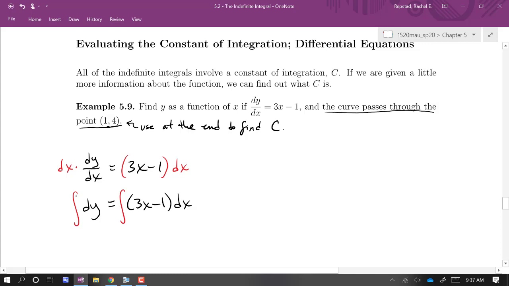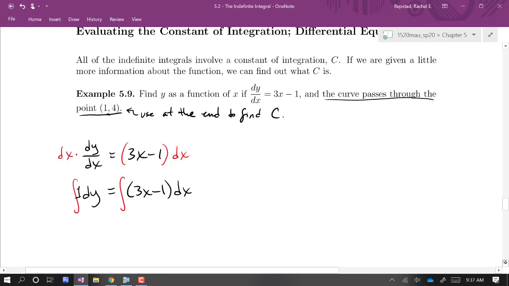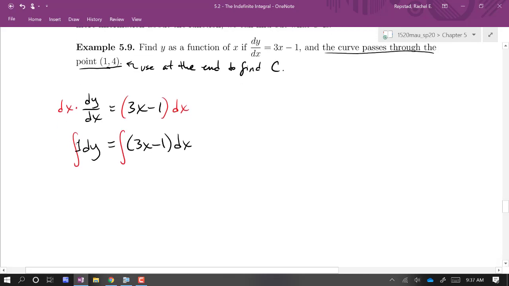On the left side here, I'm integrating dy, or integrating 1 with respect to y. And so the function whose derivative is equal to 1 is just y. I get y there, not x, because it's dy. On the other side, I've got the integral of 3x minus 1 dx. So y is the integral of this.